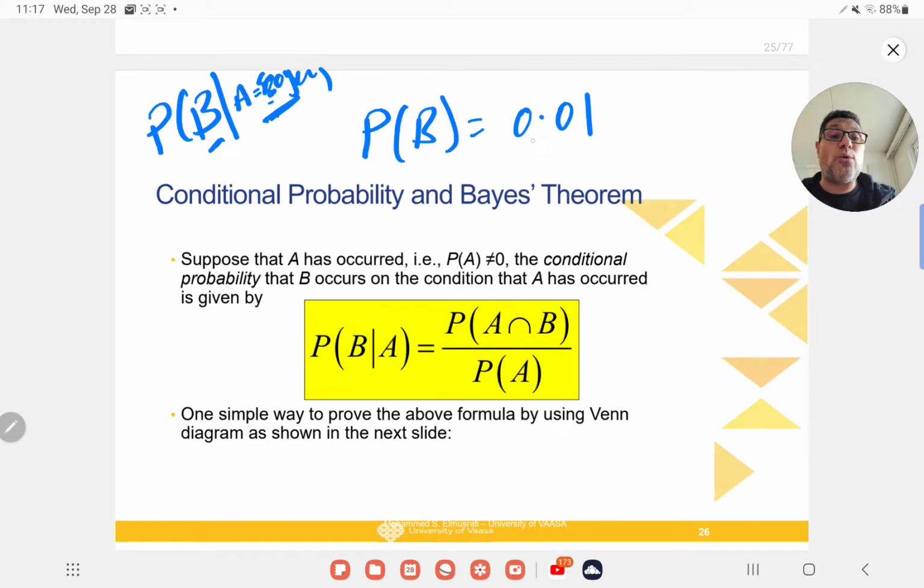Okay, so now this 0.01 is the general probability without taking into account the age. But now when we put another event, what does this slash mean? Given. It means that given.